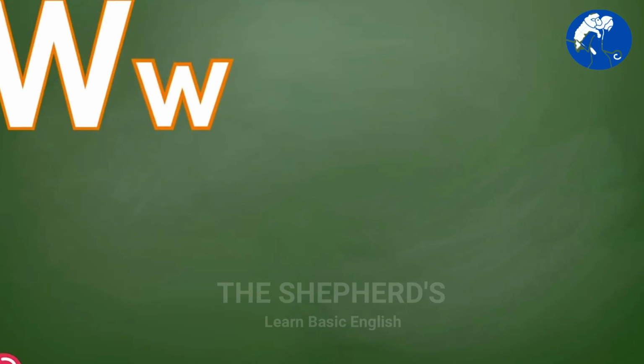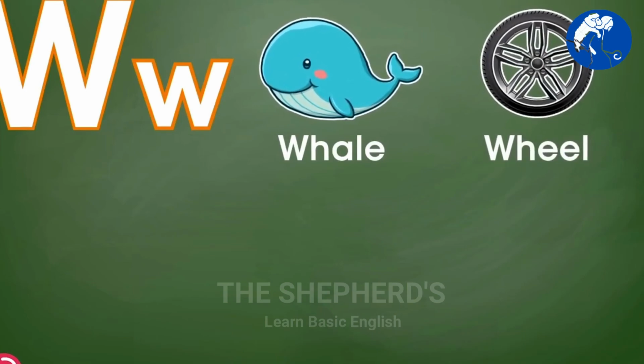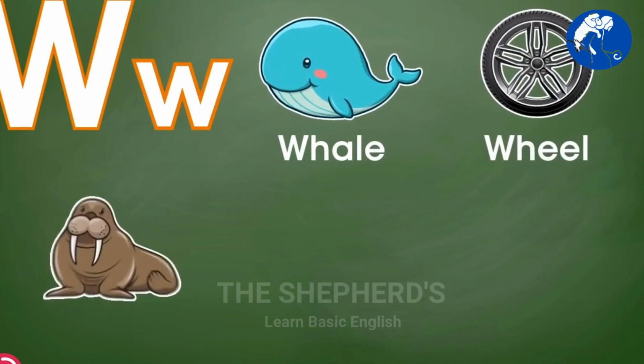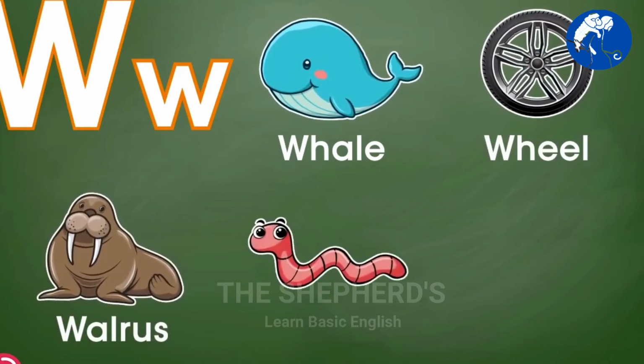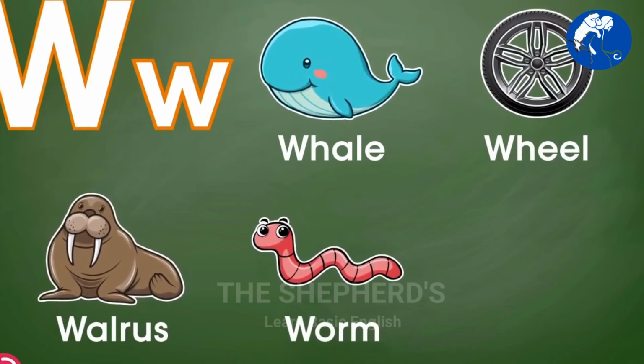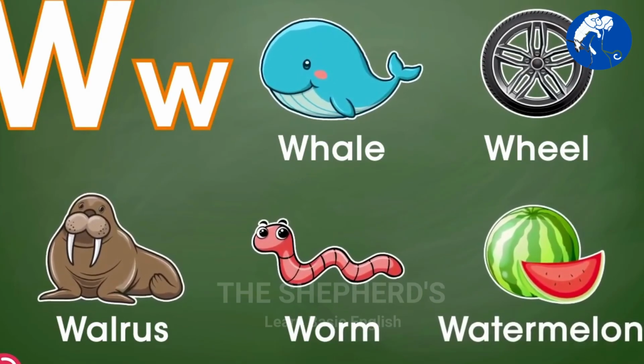W is for whale. Wheel. Walrus. Worm. Watermelon.